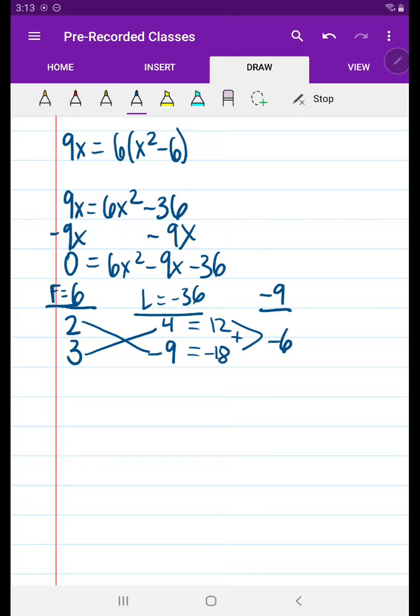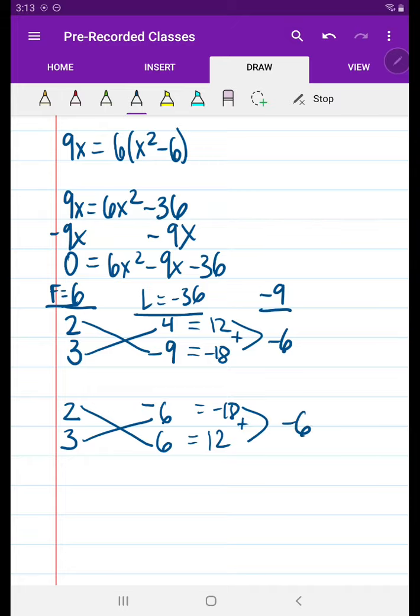So then if we stick with 2 and 3, and try something with 6 and 6, and we'll make this one negative. So if we cross, we get a 12, and then we get a negative 18. And so if you add those up, that'll give us a negative 6. So that doesn't work either.